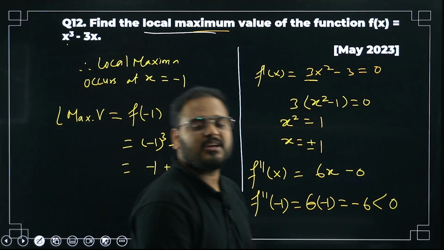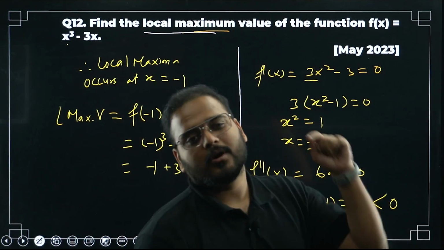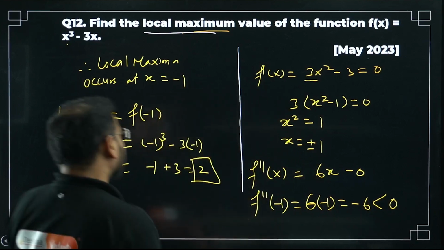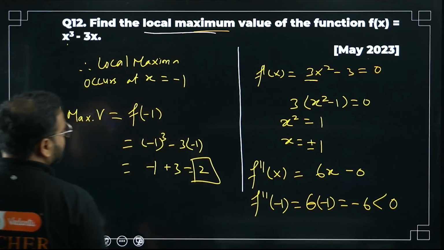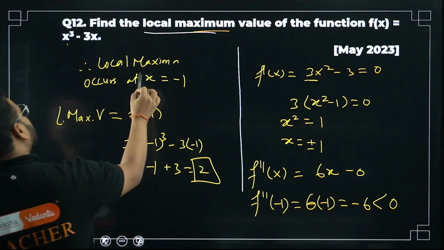Let me know in the comment section if I'm getting it wrong or something else is coming for your answer. How are you going to let me know? By writing your answer in the comment section. Clear? Answer is 2. Please check. Answer is 2. Local maximum value occurs at x equals minus 1.